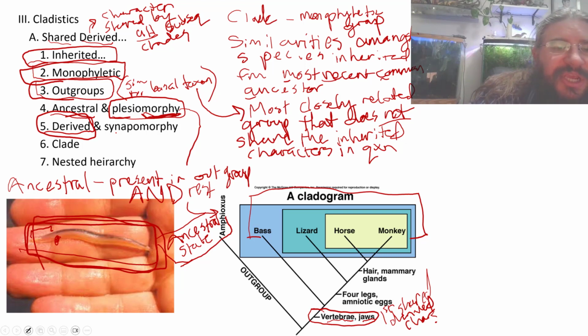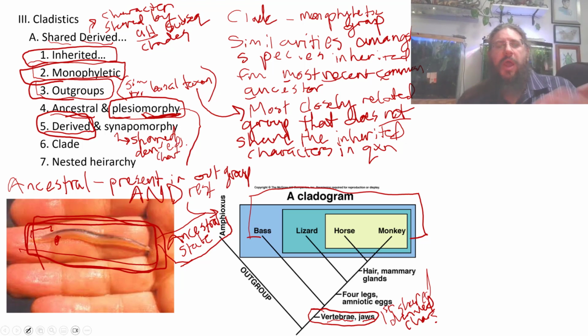Because we got to have all this fun terminology, synapomorphy is a shared derived characteristic. So if you wanted to use plesiomorphy more correctly, you would say a notochord is a plesiomorphic character. Gill slits are a plesiomorphic character. The postanal tail is a plesiomorphic character. It is a plesiomorphy. These are characters present in the ancestral group, the outgroup.